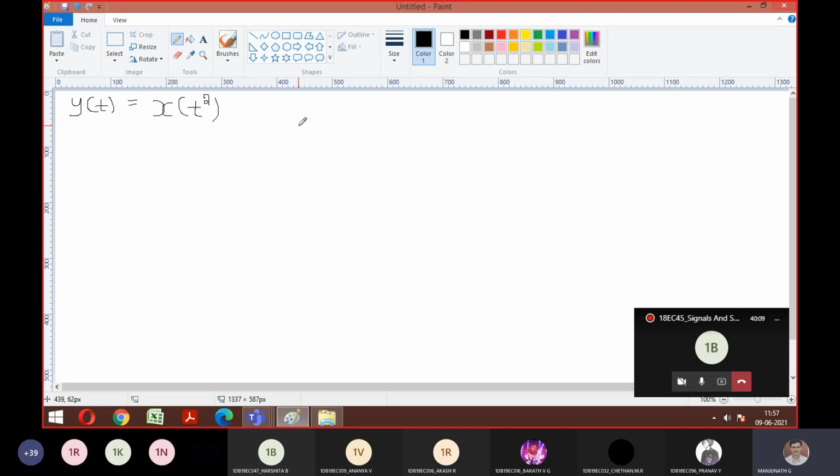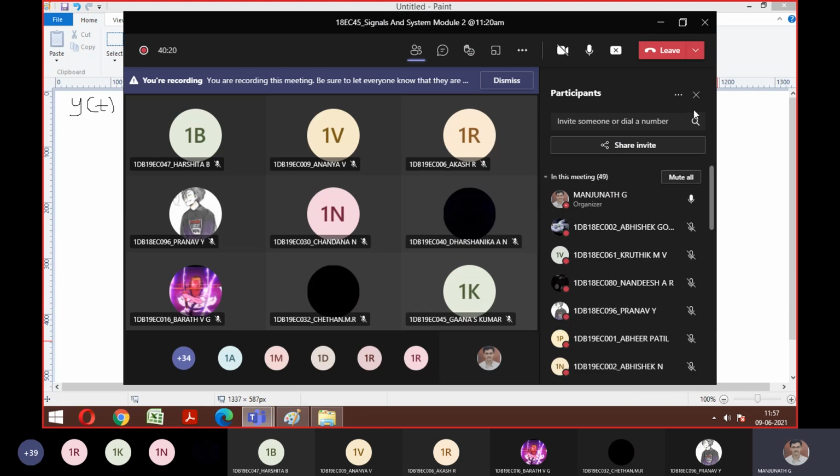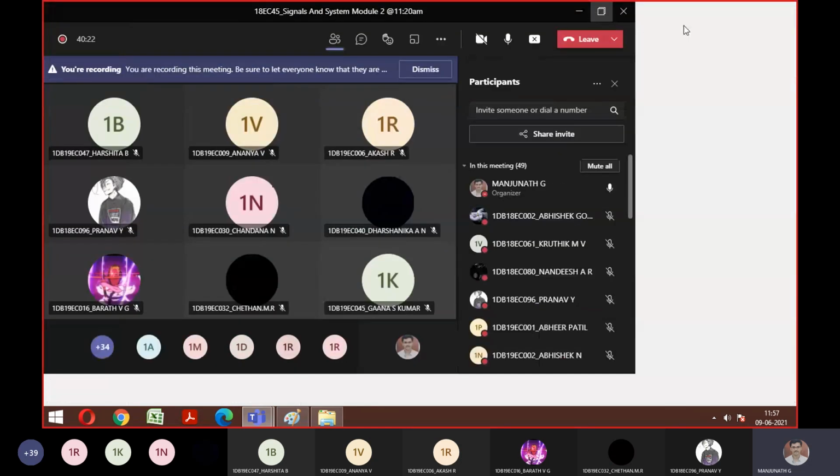So the question is visible. y of t is equal to x of t square. Keep solving one by one. I will ask by unmuting yourself. Whenever I call, if you didn't respond, it's your mistake.